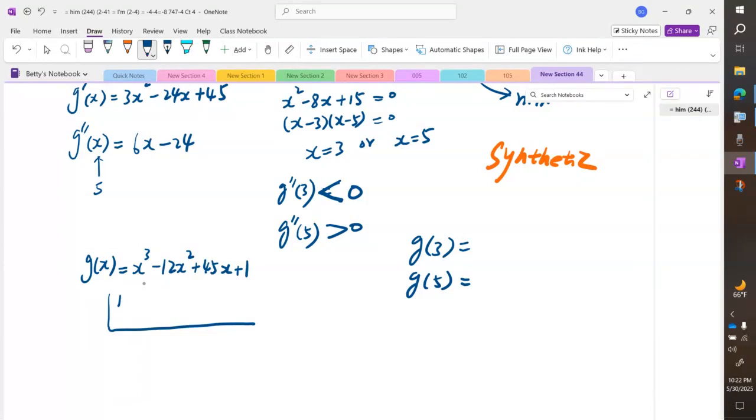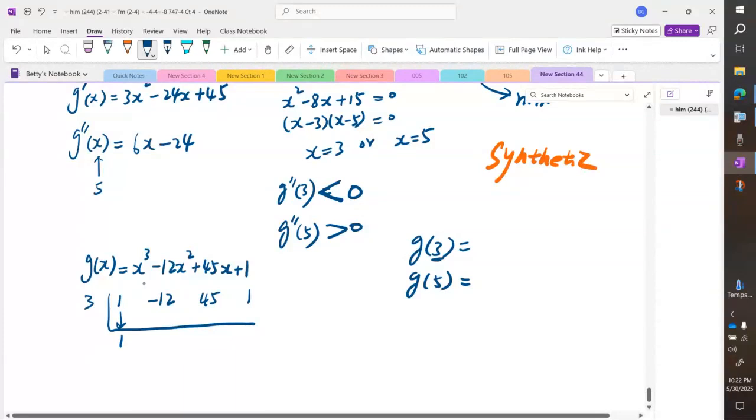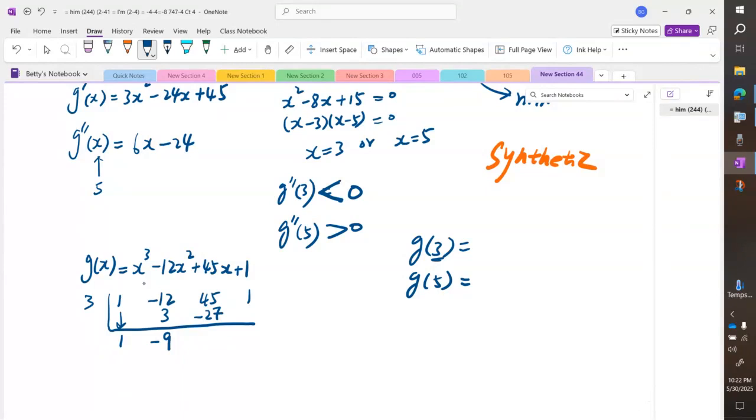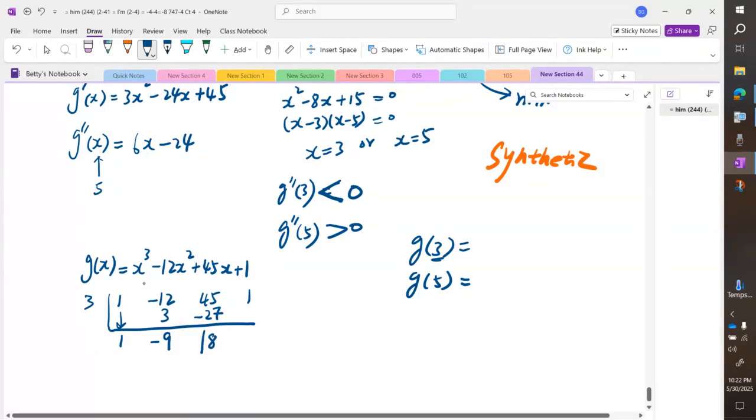Coefficient of x cubed is 1. Coefficient of x squared is negative 12. Coefficient of x is 45. Constant is 1. And then we're going to put a 3 here. Bring down 1. 1 times 3 is 3. Negative 12 plus 3 is negative 9. 3 times negative 9, negative 27. Be very careful with the calculation. 45 minus 27, 18.